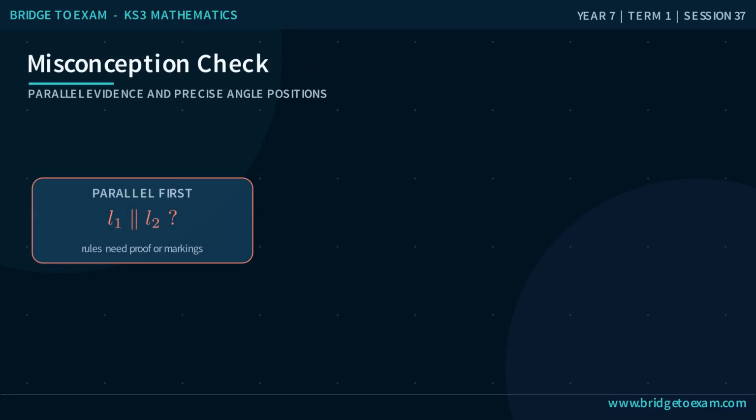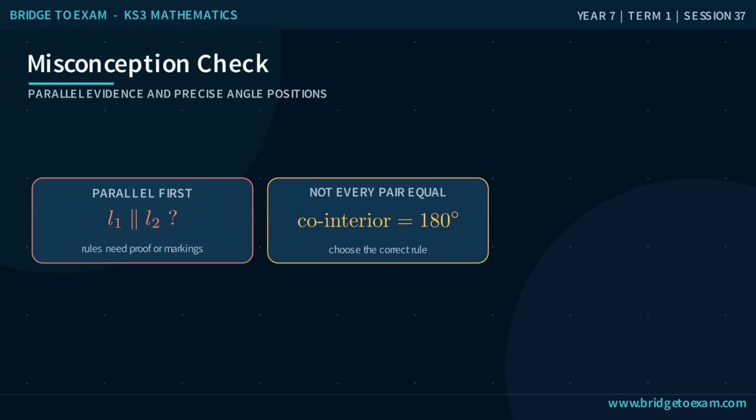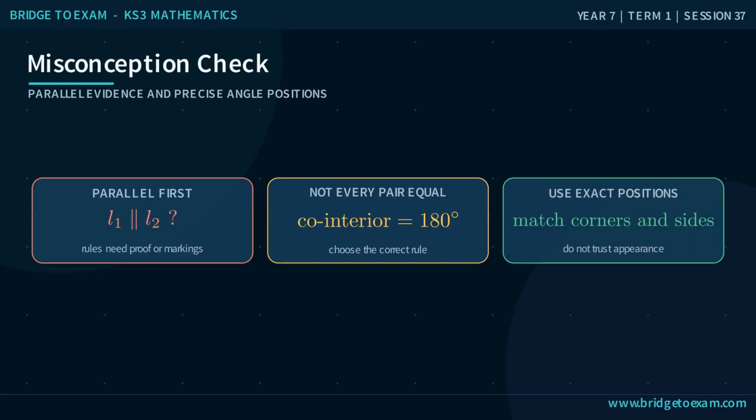Don't use parallel line rules unless the lines are marked or stated as parallel. Don't assume every pair is equal. Co-interior angles add to 180 instead. And identify the exact angle positions, not just whether they look close in the sketch.